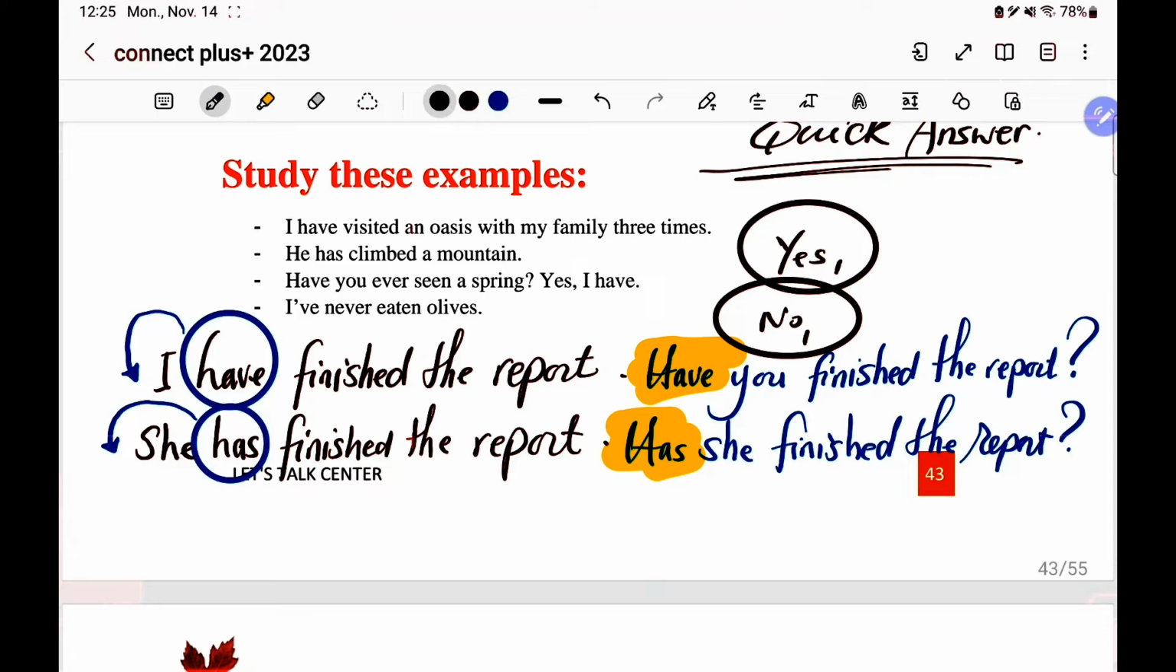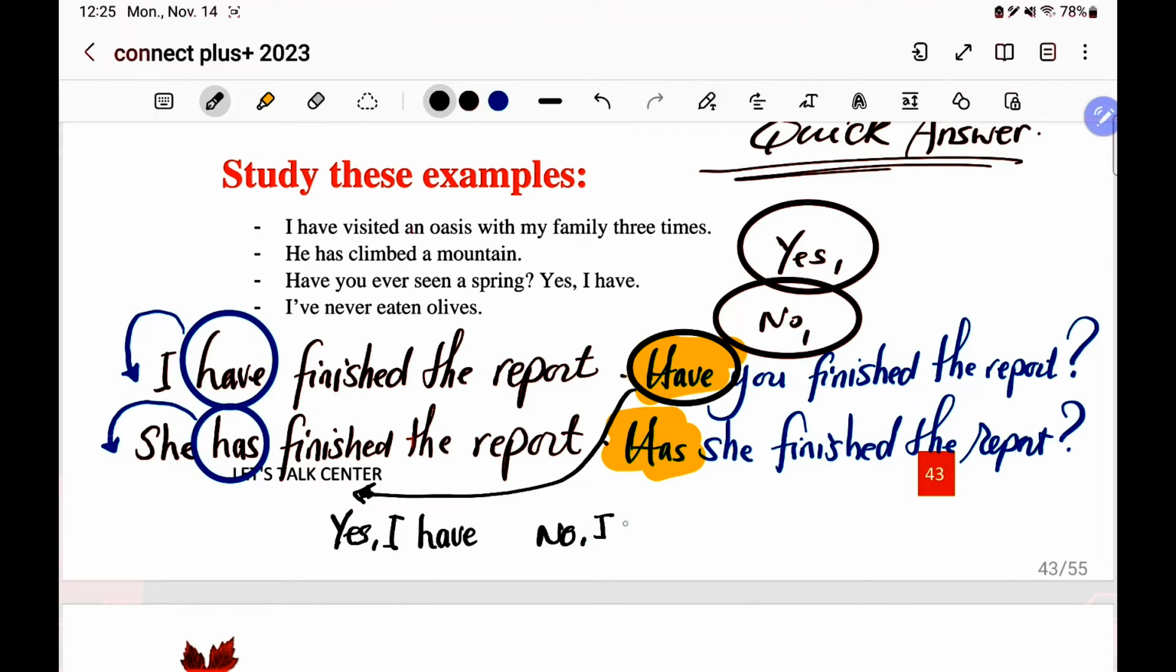Okay, how to answer these questions? Well, as we agreed together, this is the yes/no question. So if you have finished the report, you say yes, I have. لاحظ في ال yes/no questions helping verb اللي ببدأ بيه بنهي. طيب افرض الإجابة no، بتبقى no, I haven't. ما تنساش تعمل negation ل have، يبقى no, I haven't.